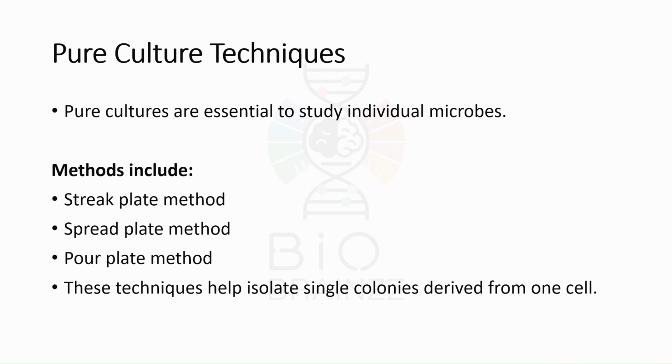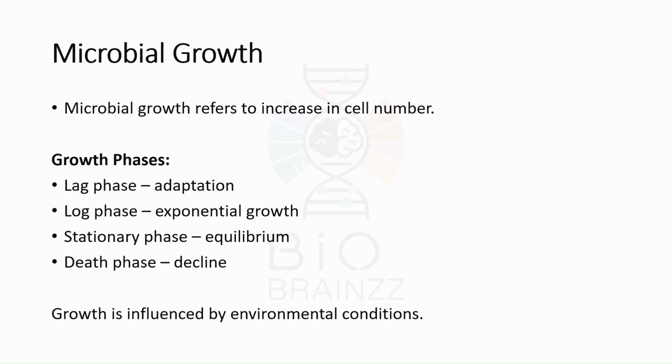Common methods for obtaining pure cultures include the streak plate, spread plate, and pour plate techniques. These methods help in separating individual cells, which then grow into distinct colonies. Each colony originates from a single cell, ensuring genetic uniformity. Mastering these techniques is important for microbiological research and is also frequently tested in competitive exams.